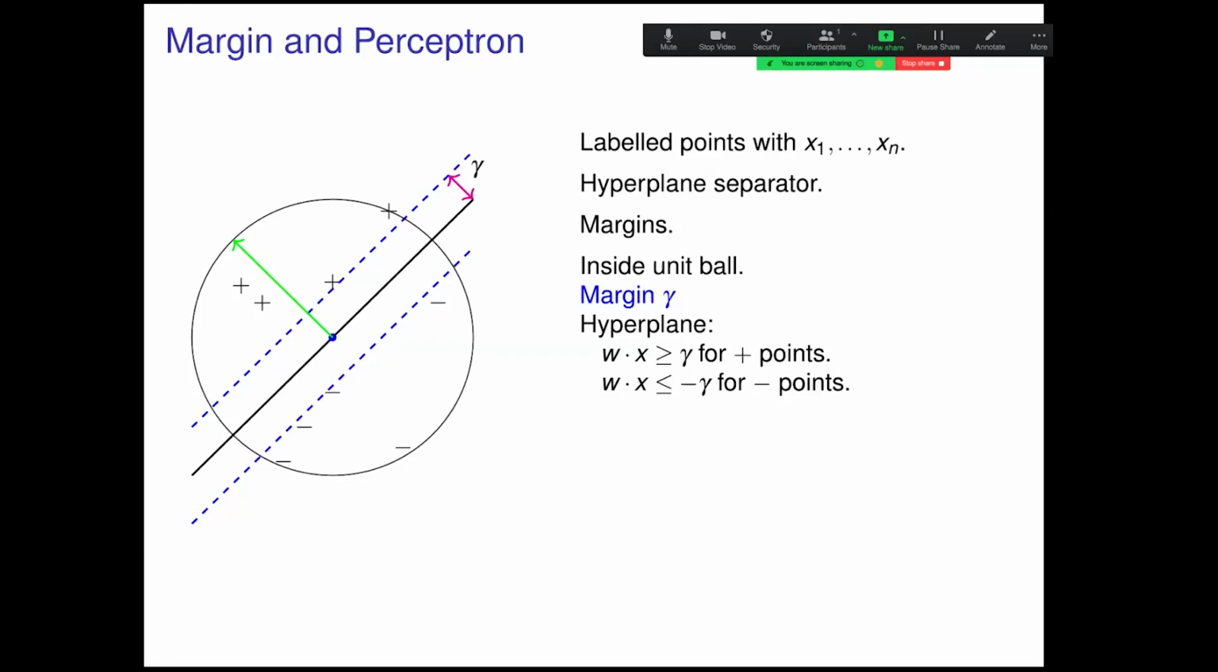Okay, so does everybody understand the problem? You're given a set of points. You want to find this hyperplane. Okay?